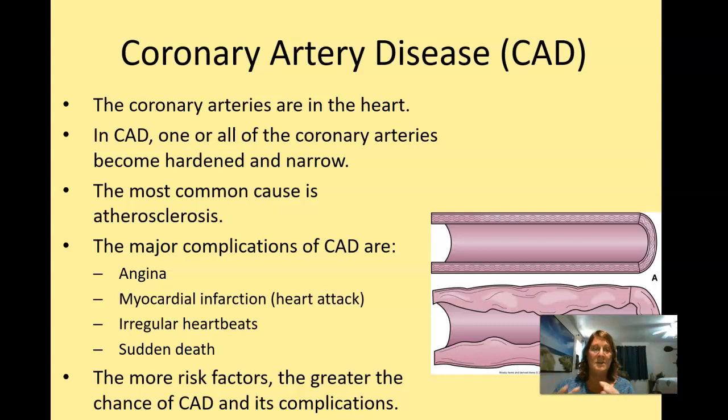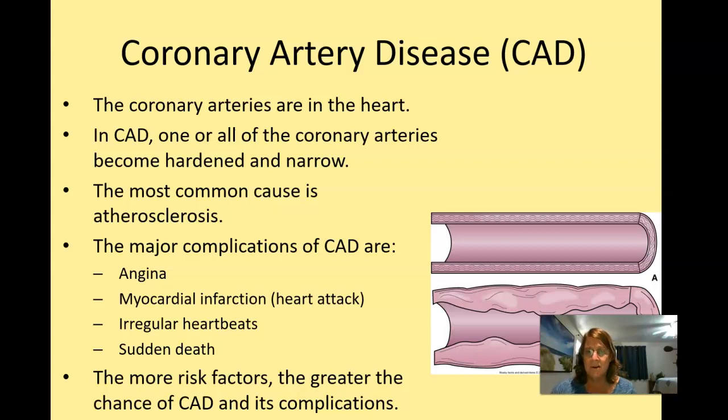It's the coronary arteries that wrap around the outside of the heart muscle. That's what actually brings blood and oxygen to the heart muscle. So over a period of time, the coronary arteries can become hardened and narrow. The most common cause is atherosclerosis, a buildup of fat and plaque in the arteries that causes narrowing or constriction of the blood vessels to the heart, so not as much blood and oxygen get through.